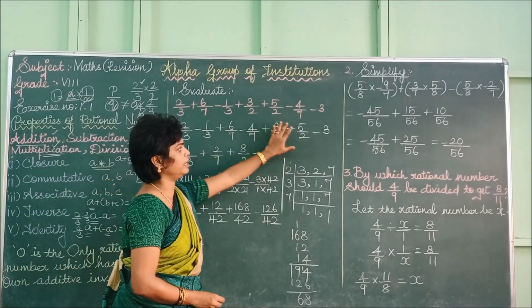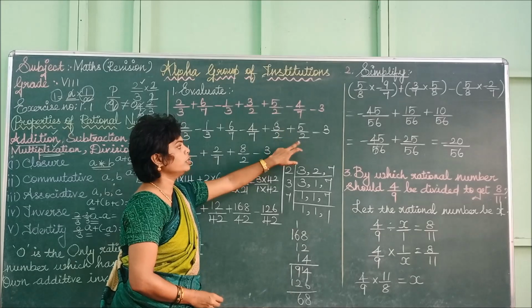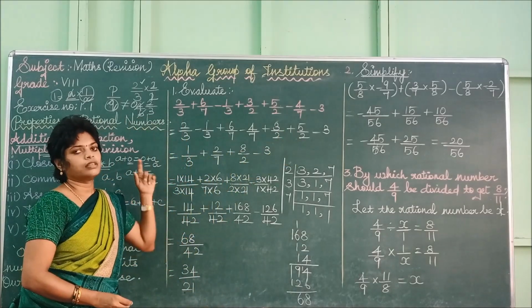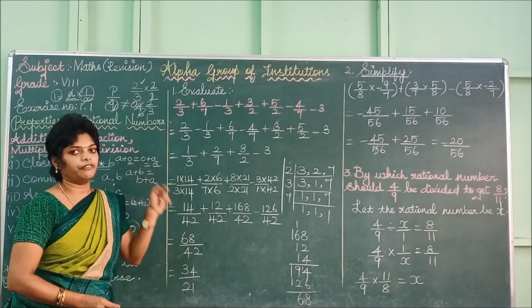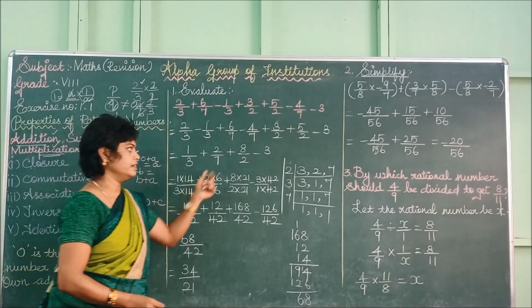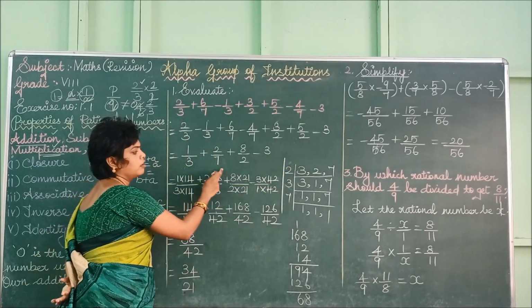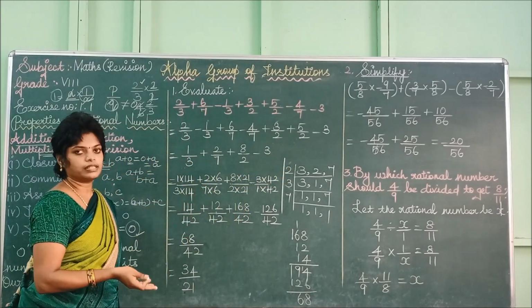Next, leave these terms and look at the next two terms. Both the denominators are 2. So you can add the numerators. What are the numerators? 3 plus 5. So what is 3 plus 5? 8. So 8 by 2. At last minus 3. So here all our denominators are varying.